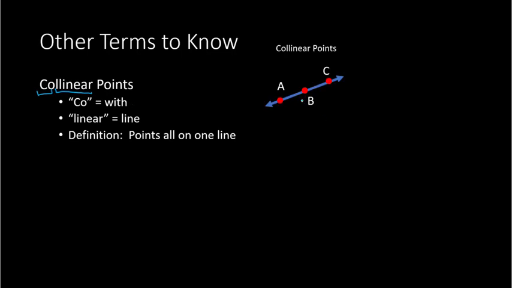So here we see collinear points A, B, and C. These are all on the same line. Whereas this picture right here, A, B, C, B is not on the same line as A and C, so these would be non-collinear points.